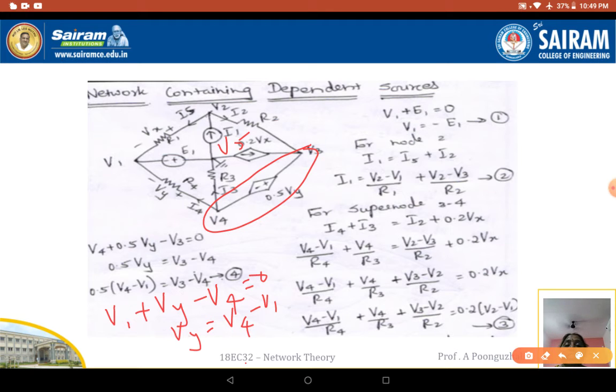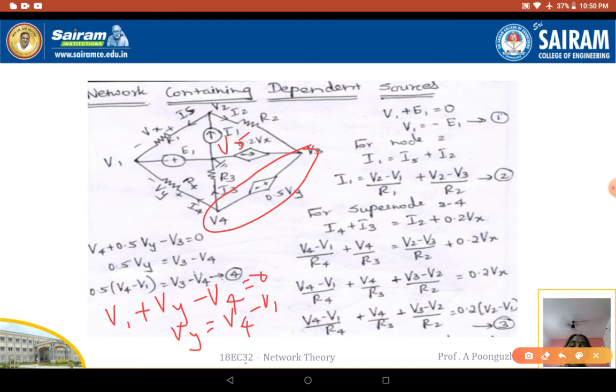Next is this supernode here, 3 and 4. Now we are going to see how many branches are connected. 1, 2, and in this case these two are also connected, 3, 4. So totally 4 branches are connected. We are going to see what currents come here. The incoming currents are 0.2 Vx and I2, so I2 plus 0.2 Vx. The outgoing currents, these two being the same, are I4 plus I3.